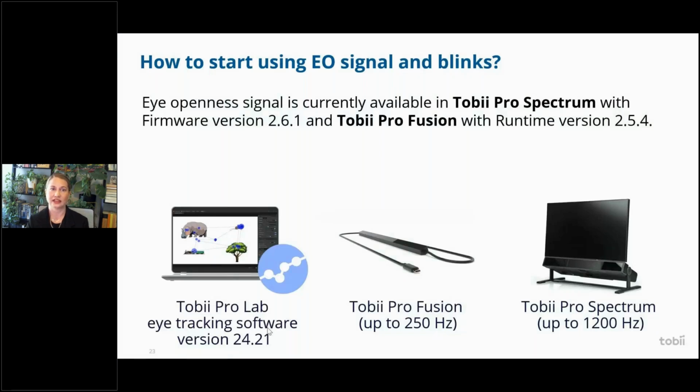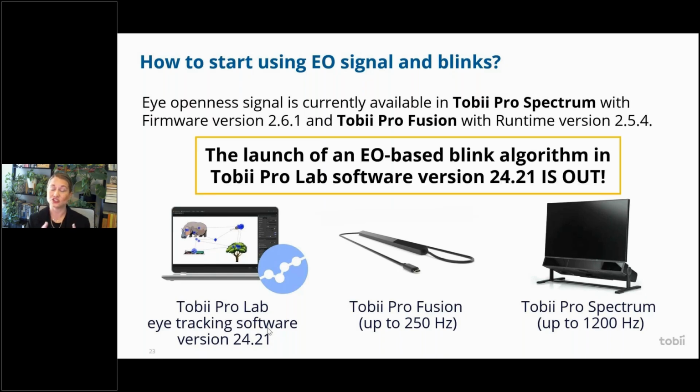openness signal and measuring blinks, you can use the Tobii Pro Spectrum with the firmware version 2.6.1 or Tobii Pro Fusion with a runtime version 2.5.4. So these are the two hardware models that will provide you the measurements of eye openness in millimeters. You can also use our Tobii Pro Lab software. And we just launched last week our eye openness-based blink algorithm.